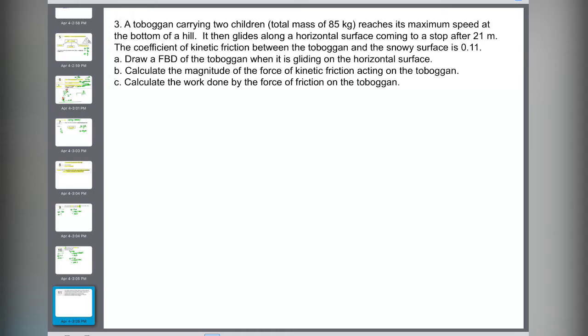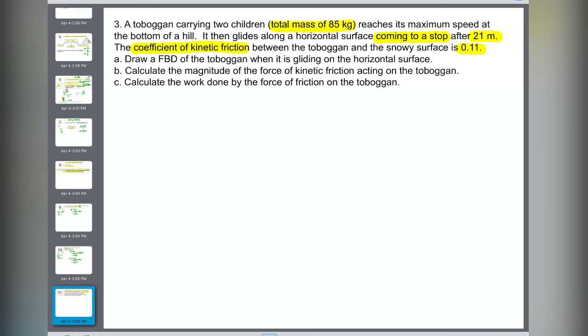All right. Last one. A toboggan carrying 2 children, a total mass of 85 kilograms, reaches its maximum speed at the bottom of the hill. It then glides along the horizontal surface and comes to a stop in 21 meters. The coefficient of kinetic friction, do you remember that term? The coefficient between the toboggan and the snowy surface is 0.11.